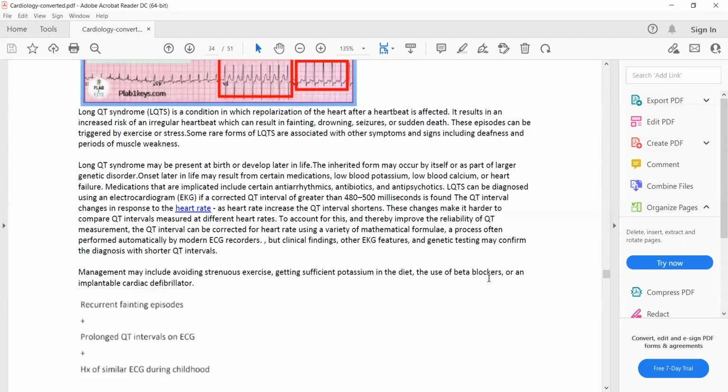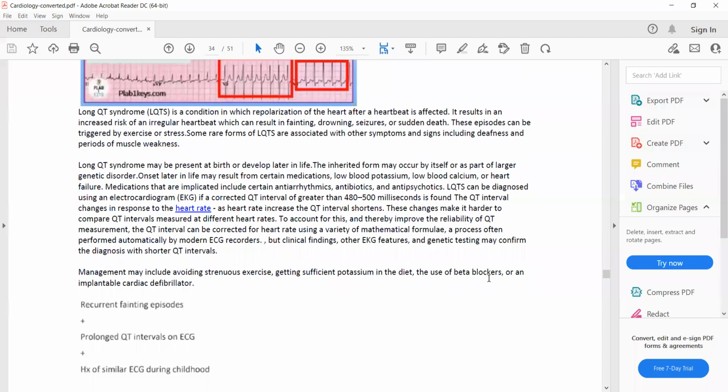So long QT syndrome can be congenital or acquired. In congenital long QT syndrome, there's a genetic defect in the potassium channels, which leads to a long QT interval, and the patient is at risk of developing ventricular tachyarrhythmias. On the other hand, acquired long QT syndrome is caused by electrolyte abnormalities, such as low blood calcium or low blood potassium. Some drugs, such as antiarrhythmic drugs, some antibiotics and some antipsychotics, can also cause long QT syndrome. An example of an antibiotic which can cause long QT syndrome is azithromycin. Certain antiarrhythmic drugs can also cause it.